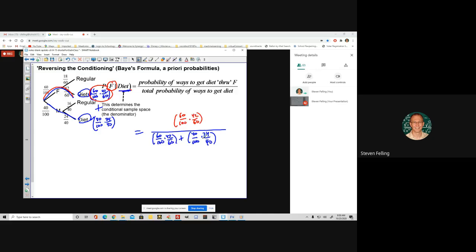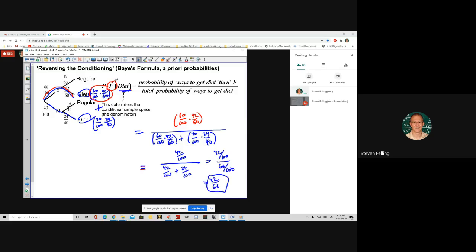And if you carefully do all this out, let me show the math being done here. So the 60s cancel and you're left with 42 out of 100. And over here, the 60s cancel and you're left with 42 out of 100 plus, these 40s cancel, 24 out of 100, which turns out to be 42 out of 100 over 66 out of 100. And then if you multiply top and bottom by 100, you get that same 42 out of 66 that we got before. Okay?